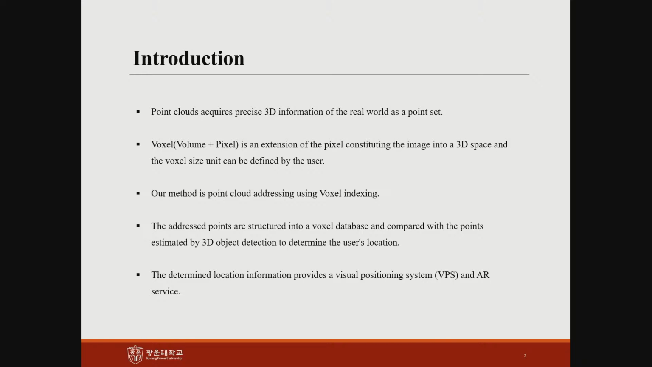Our method is point cloud addressing using voxel indexing. The address points are structured into a voxel database and compared with the points estimated by 3D object detection to determine the user's location. The determined location information provides a visual positioning system and AR service.